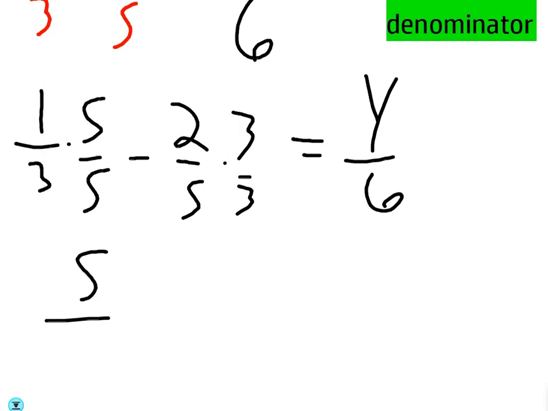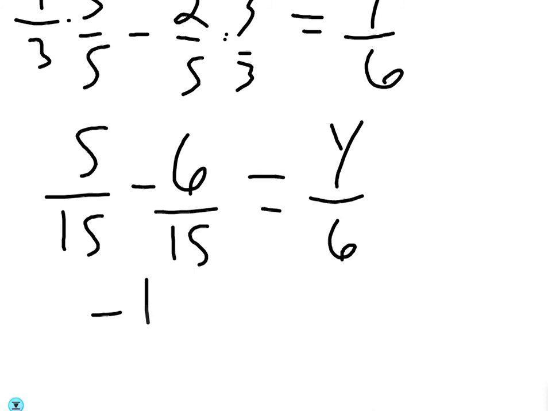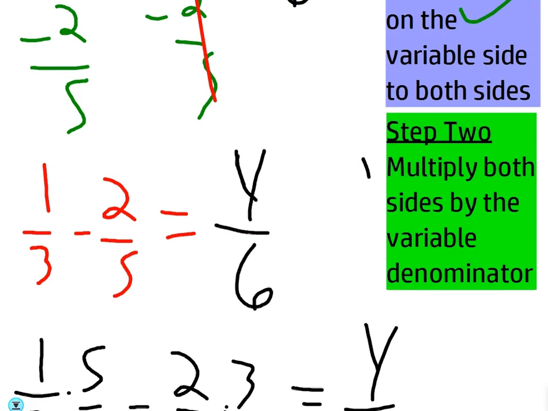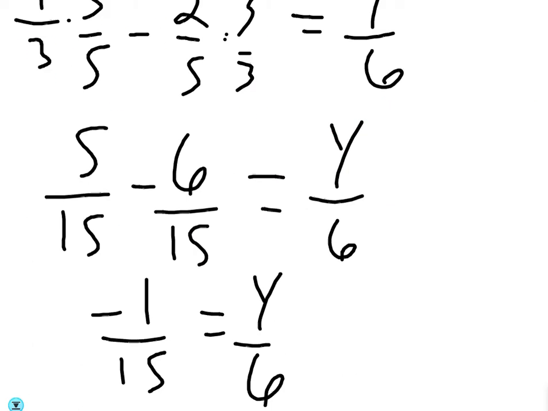Okay, good. So it's 5/15 minus 6/15. 2 times 3 is 6 on the top. Okay? Now, what is 5/15 minus 6/15? -1 over 15 equals y over 6. Okay, that's actually just step 1. Now we're going to multiply both sides by the variable denominator. Yeah, the variable denominator is 6, so we're going to multiply both sides by 6.